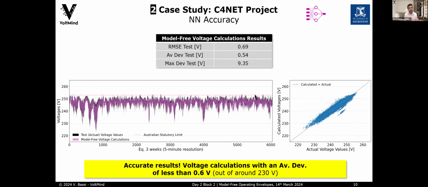Overall, we can say that we obtain really accurate results, achieving an average deviation of less than 0.6 volts out of around 230 volts, which is the nominal value for this low voltage network. And we're going to use this neural network to calculate export operating envelopes.